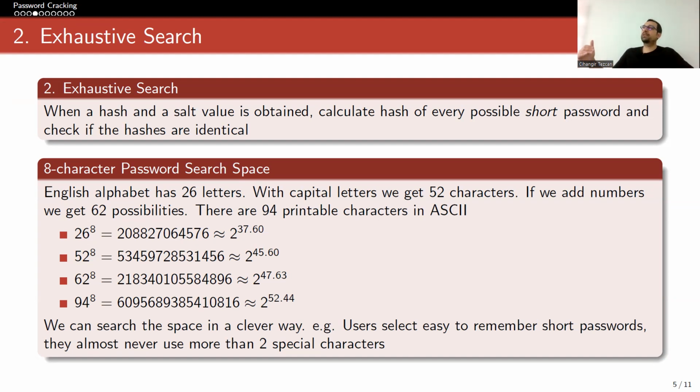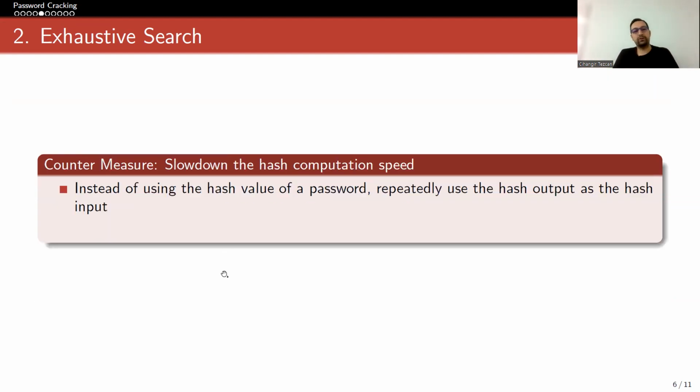So I cannot limit their computational power, but I can slow down the hashing operation so that this way they can check fewer passwords in a second. So this is the good idea. So let's do it. This is the countermeasure we are going to do. Slow down the hash computation speed. Instead of using the hash value of a password, repeatedly use the hash output as the hash input.